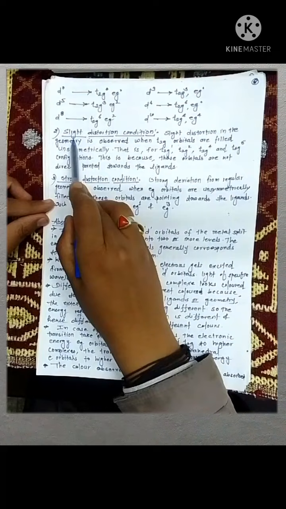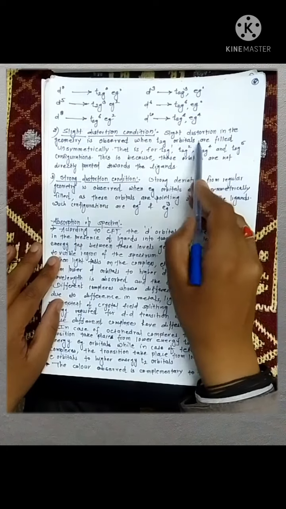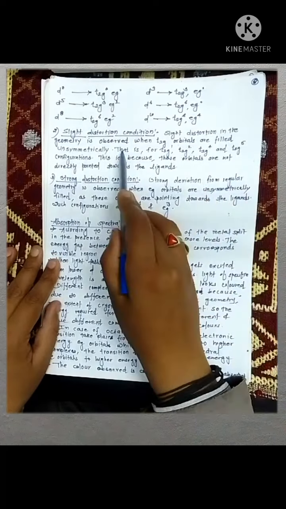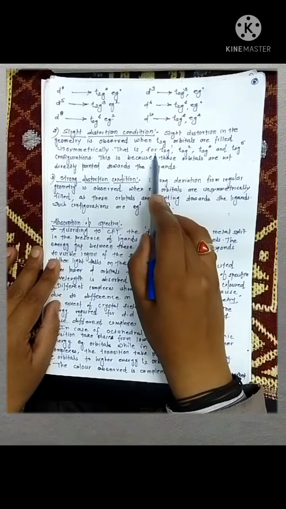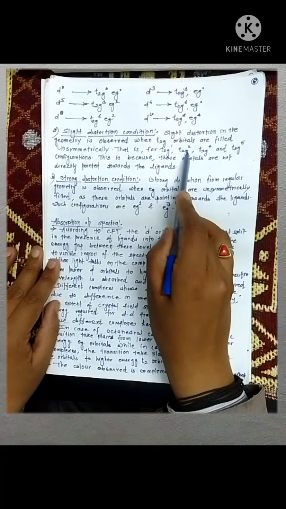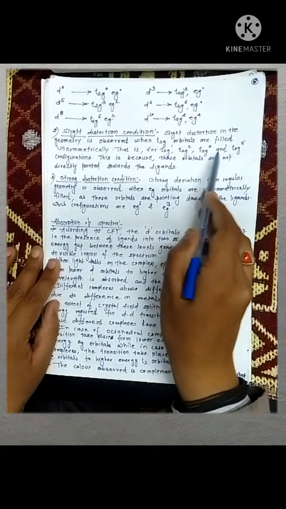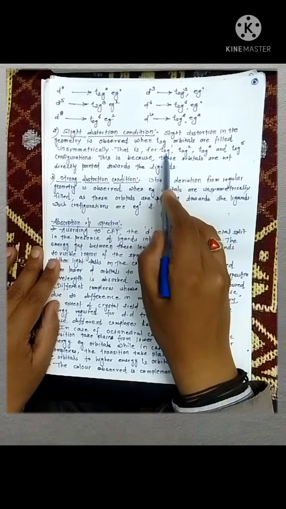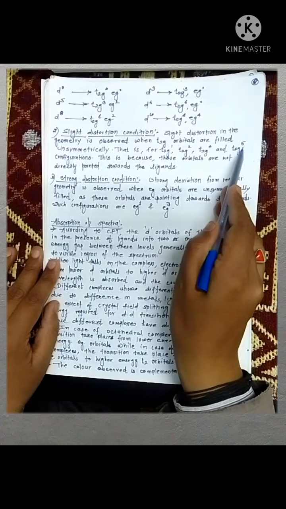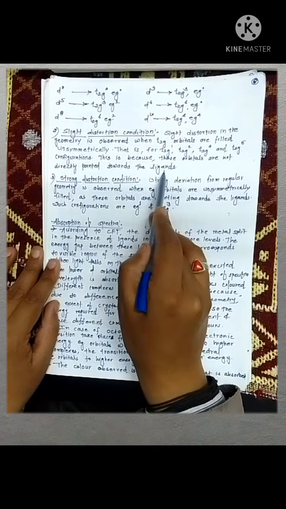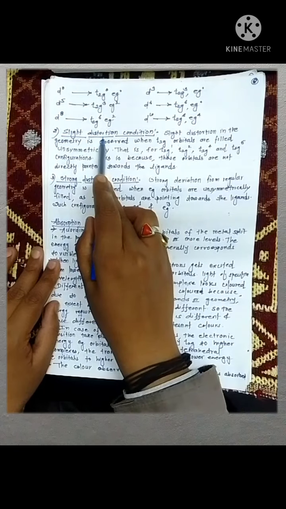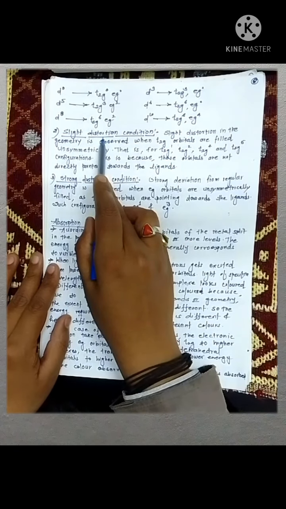Now the second condition is the slight distortion condition. Slight distortion in the geometry is observed when your T2g orbitals are filled unsymmetrically, that is for T2g1, T2g2, T2g4 and T2g5. If we see here, in each of these T2g electronic configurations, they are unsymmetrically filled. This is because these orbitals are not directly pointed towards the ligand. Because of that, there is slight distortion in the geometry of your complex.